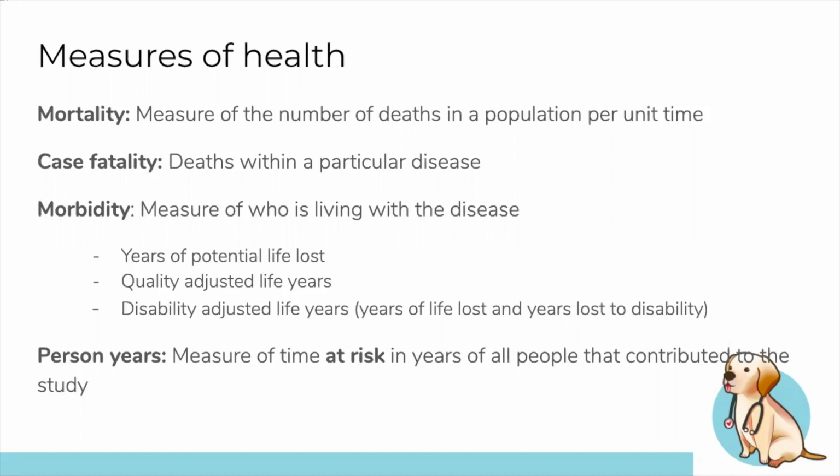And then person years is just the measure of time at risk for people that have contributed to the study. And it's important to remember here that person years is at risk. Once you have the disease, you don't count in person years anymore. And if you're not at risk, you also don't count.